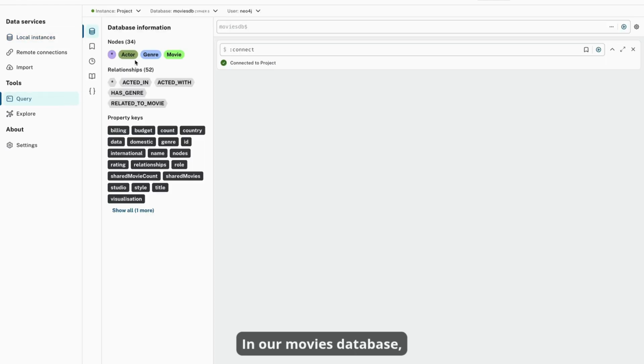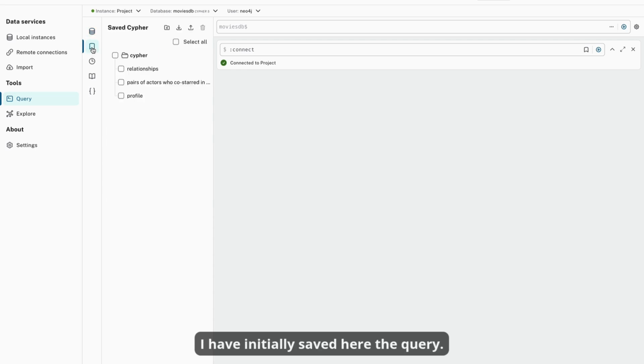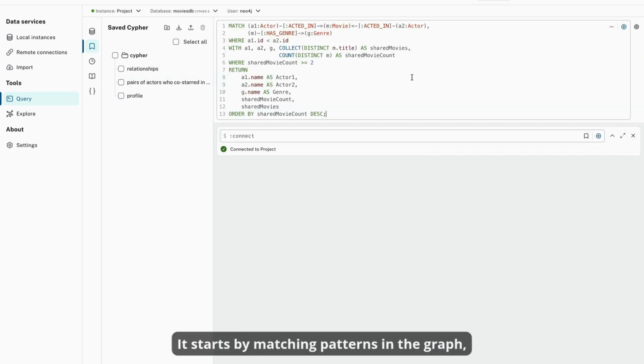In our movies database, here are the nodes and the relationships. I have initially saved the query here. Here's the Cypher query. It starts by matching patterns in the graph, each actor node connected to a movie node through the ACTED_IN relationship. The movie is also linked to a genre node through the IN_GENRE relationship. This structure lets us easily find actors who share the same movie and genre connections.